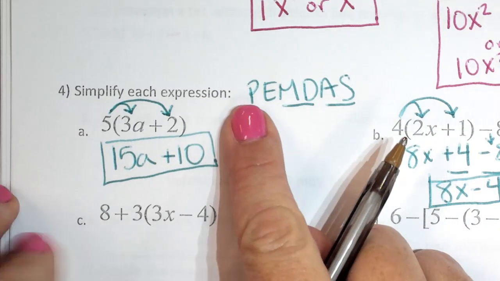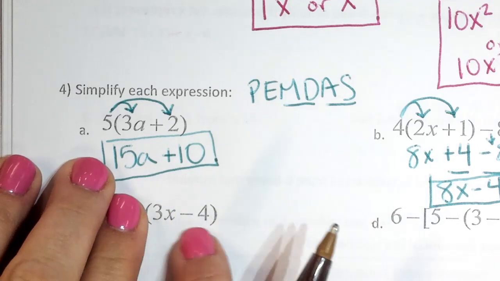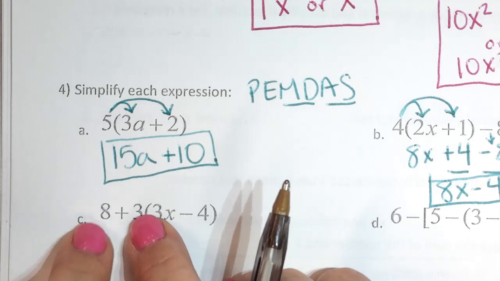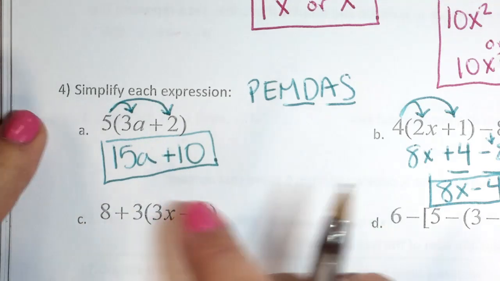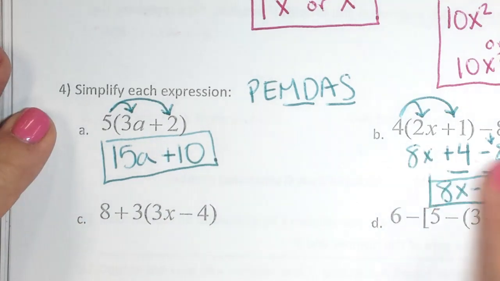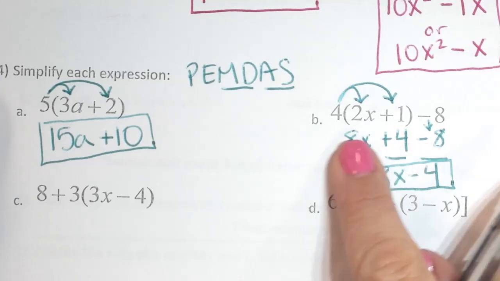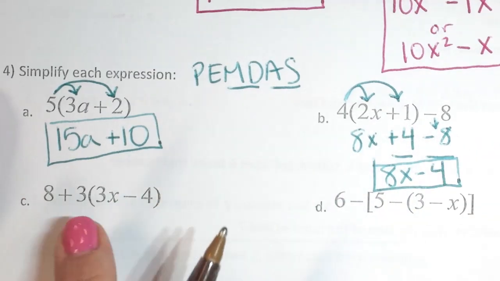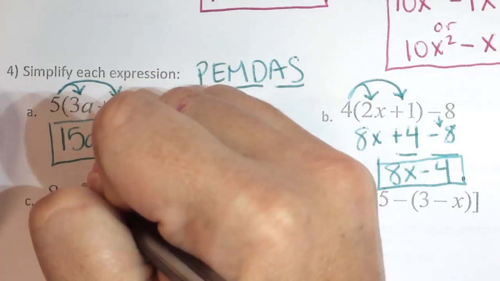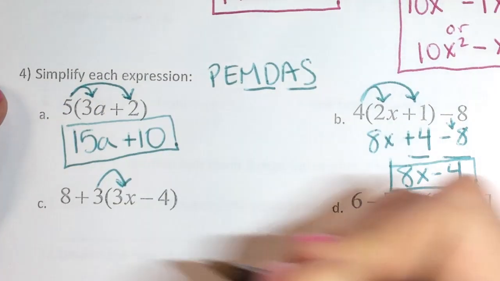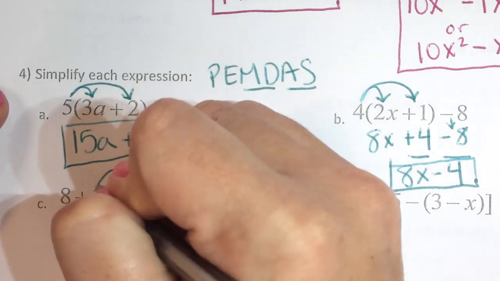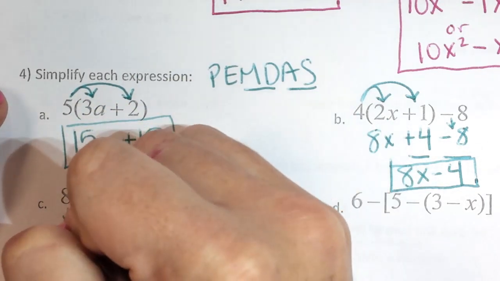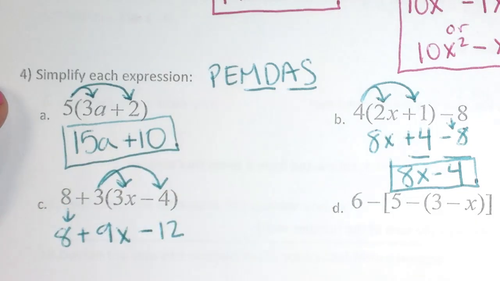Okay, so parentheses, nothing inside adds or combines. There is no exponent, so I have to multiply before I add. Okay, this one, the way it's set up, I want you to know it's very, very similar to this. It just has it in the front, but you still have to multiply first. So 3 times 3x is 9x, and 3 times negative 4 is negative 12, and I'm going to bring down that 8 and that plus sign.